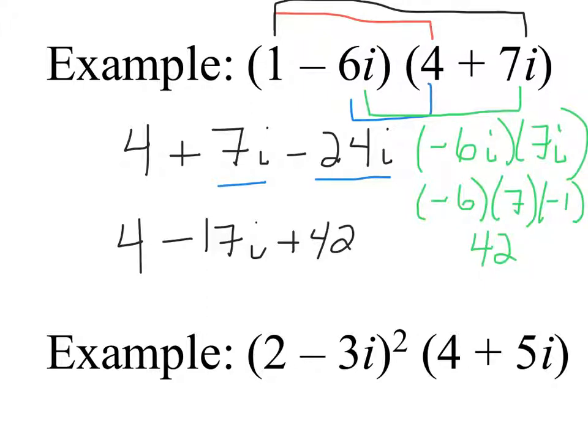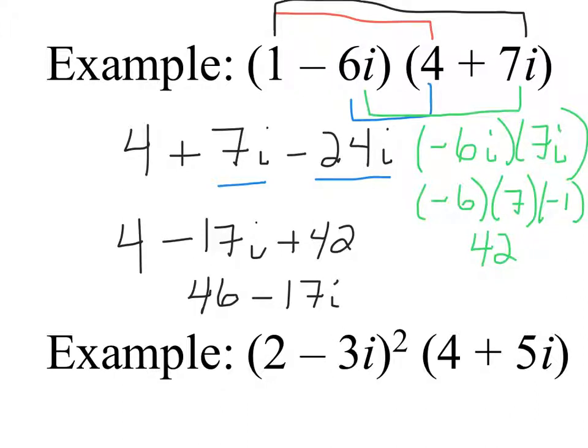Now another mistake I see a lot of times is students not writing this final answer correctly. The real part goes first. So I'm going to add the 4 and the 42, which is 46, and I'm going to put that number first. So my 46 is going to be the first part of my complex number answer. So 46, and then I'm going to have this minus 17i.